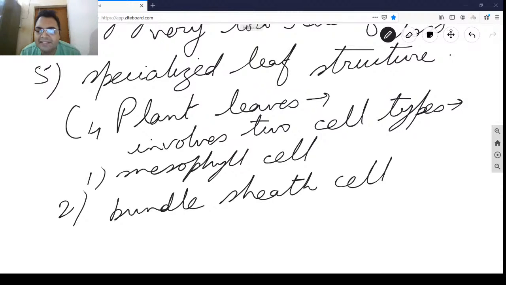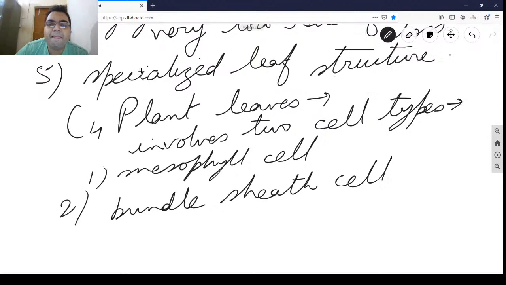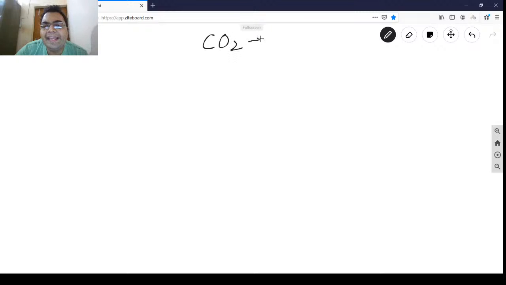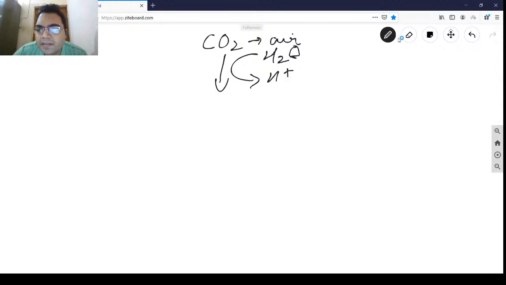Okay, so what happens is, just look at this reaction that I'm trying to draw here. First of all, CO2 is in air. Now H2O becomes H plus. It is also in air, the water vapor. It becomes HCO3 minus, right? Now it has become HCO3 minus.